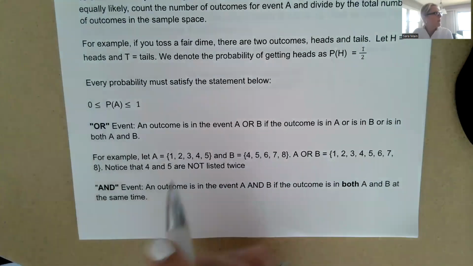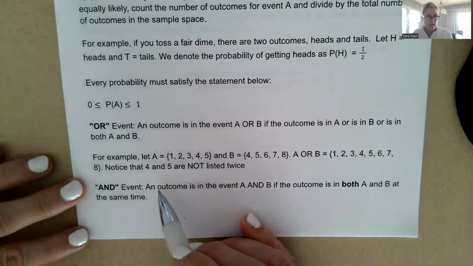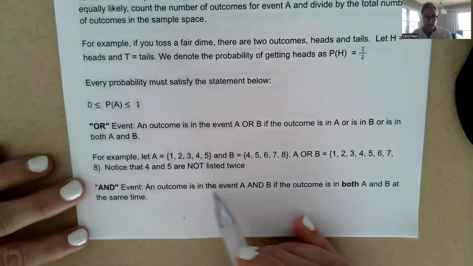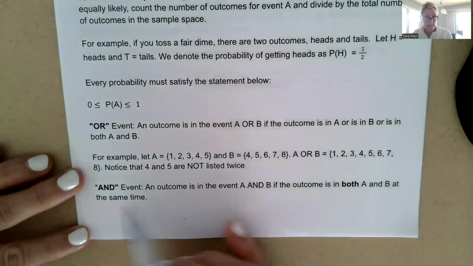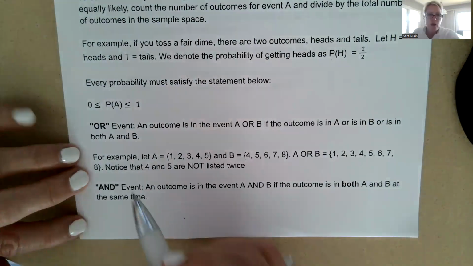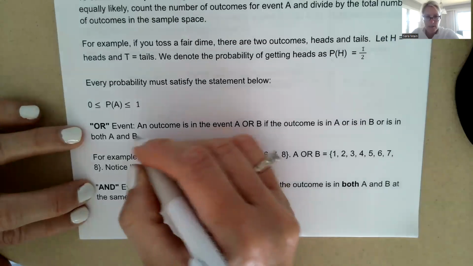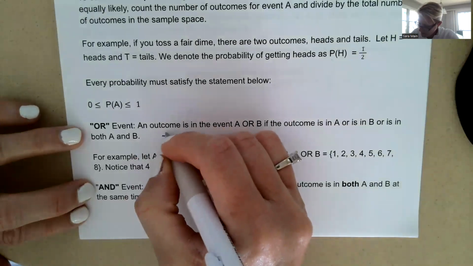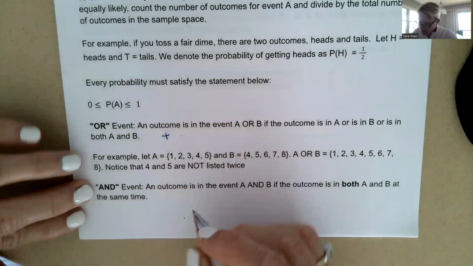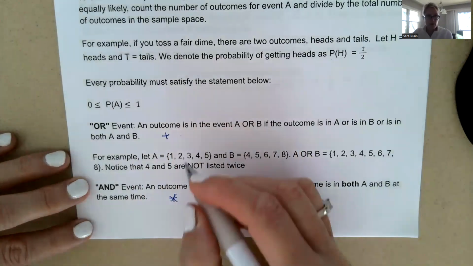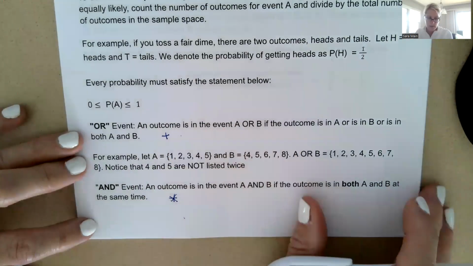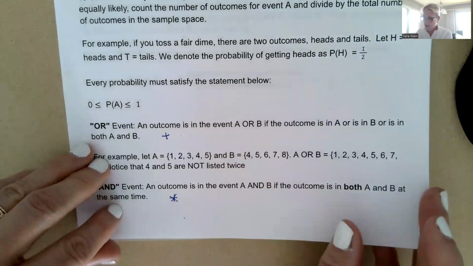The other type of event could be and. An and event is an outcome is in the event A and B if the outcome is in both A and B at the same time. So as we move along, we're going to see that and is usually related to probabilities that multiply, and or is usually related to probabilities that add.